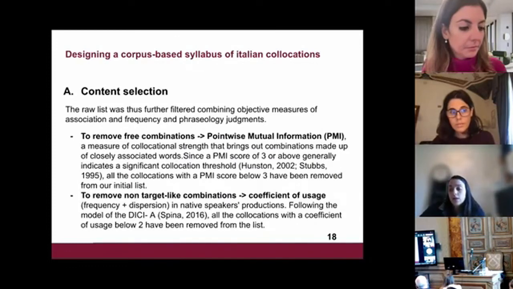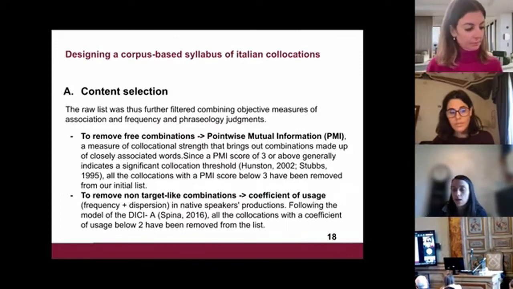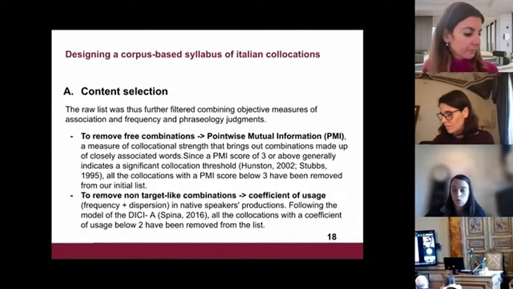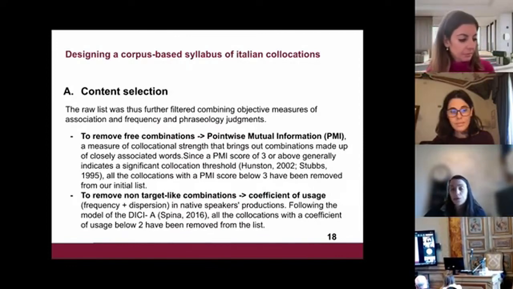This list was then further filtered, combining objective measures of association and frequency and phraseology judgments. First, to remove free combinations, we used the PMI, that is the pointwise mutual information, which measures the strength of the association between two words. Following Hunston and Stubbs, we interpret a PMI score of 3 or above as a significant collocation threshold and therefore removed from the list all the combinations with a PMI score below 3.